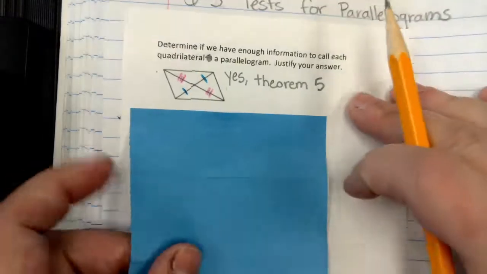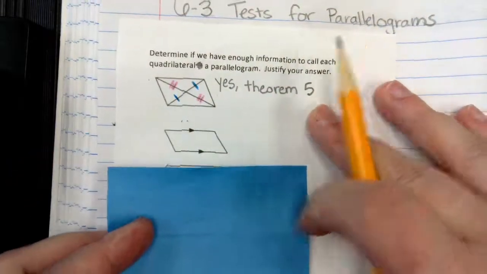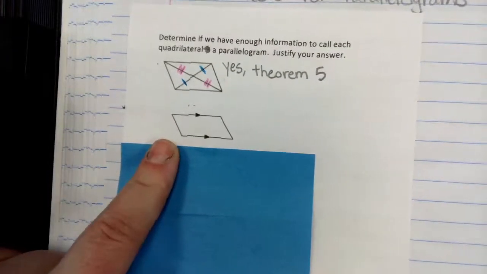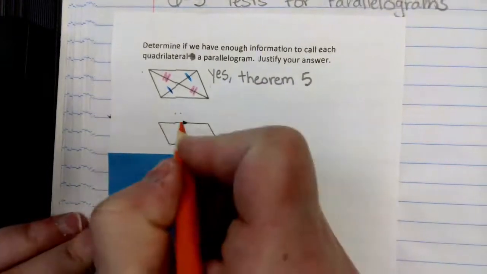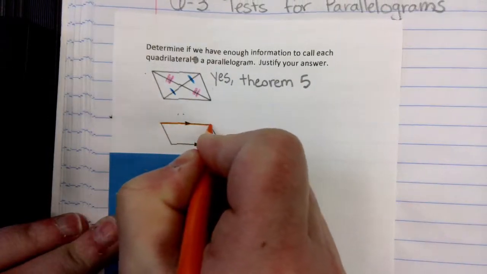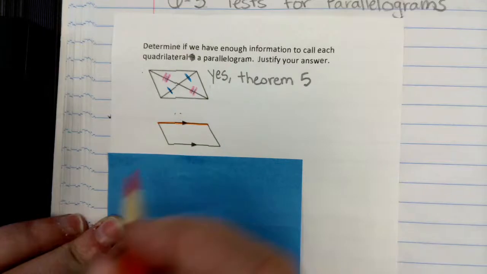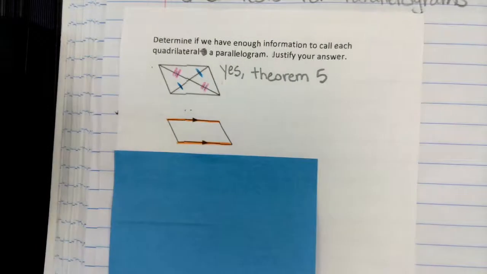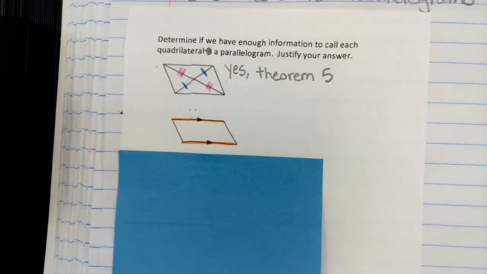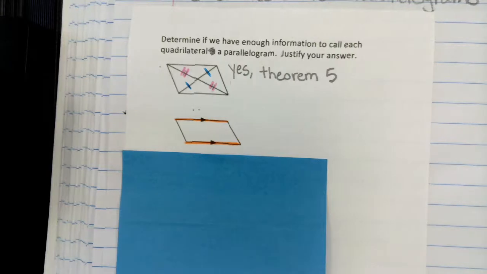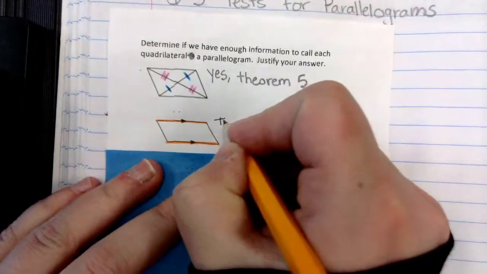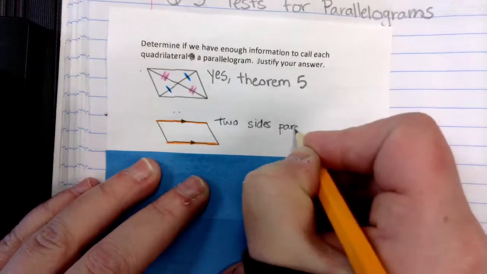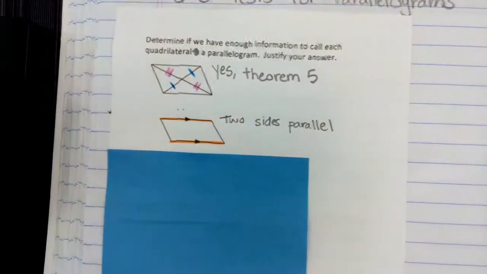All right, next one. What information are we given in this quadrilateral? Yeah, how did you know it was parallel? Yeah, those arrows. So I know this side is parallel to this side. Okay, so I know that those two sides are parallel. If you need to write that because you forget what those triangles mean. We know two sides are parallel.